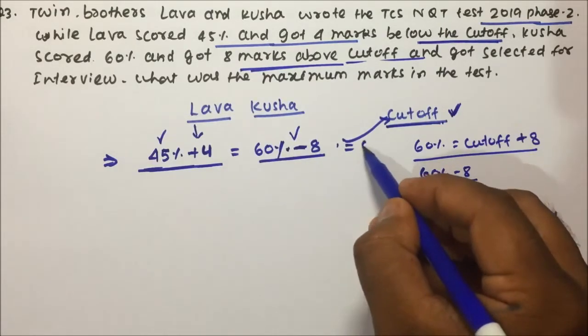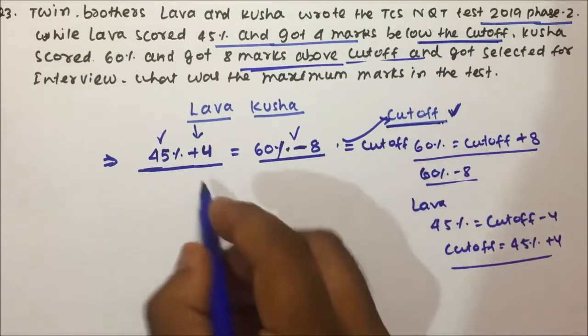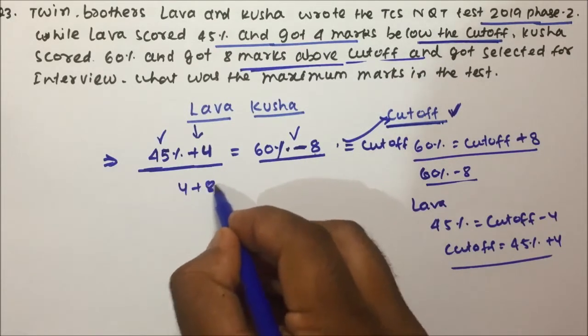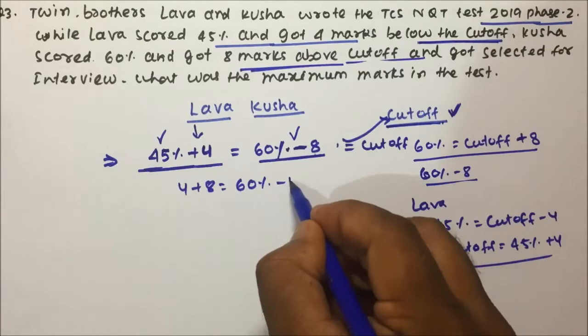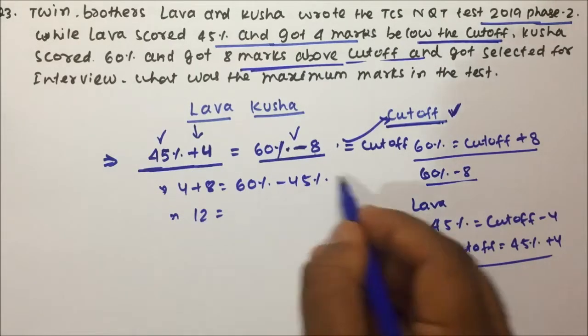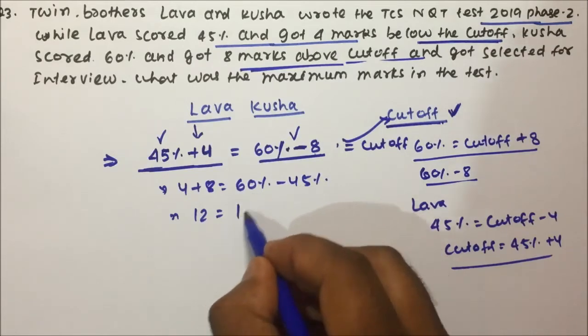So friends, here you can see that's what I have written. So this is nothing but equal to cutoff. Now I can say here 8 I will bring here. So 4 plus 8 will be equal to 60% minus 45%. So this will be equal to 12, and if you subtract, then this will be 15%.